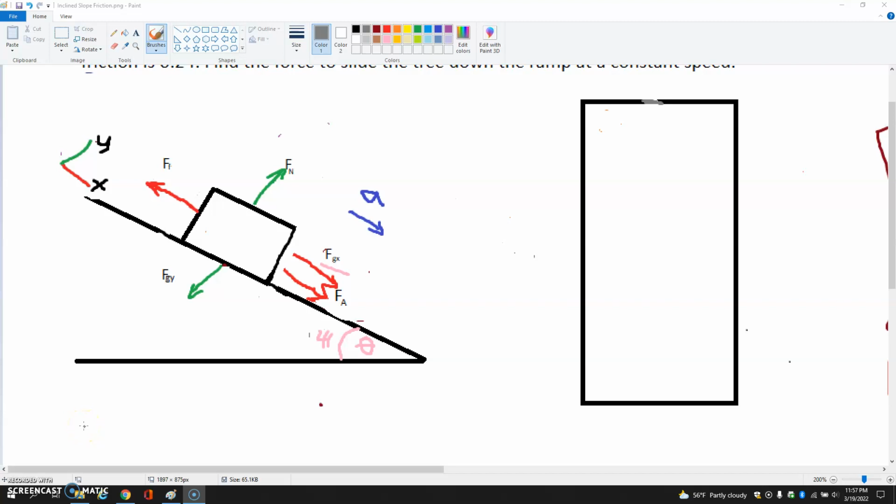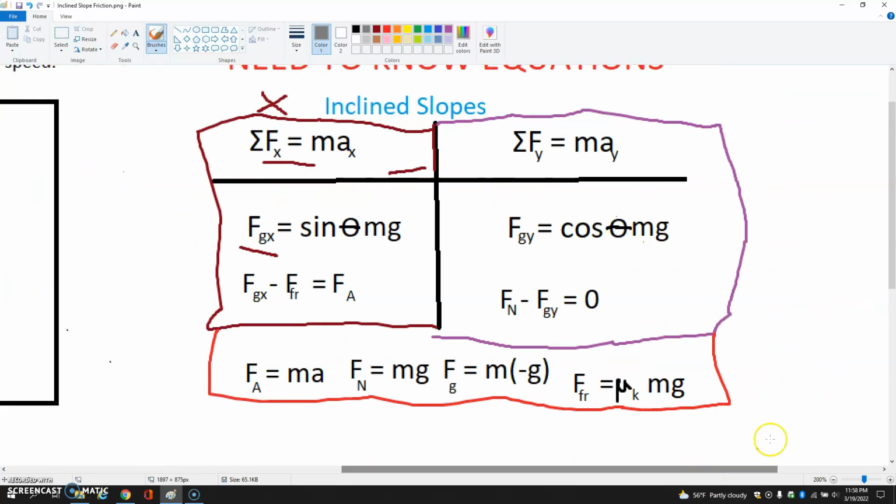Okay, so it's been a while since I've made a video, but I'm back with a video on inclined slopes. This is going to be part 1. Inclined slopes is the hardest unit of the year. It's hard and it's confusing. So I'm going to try to make it as least hard and least confusing as I can possibly make it. And that starts with one thing.